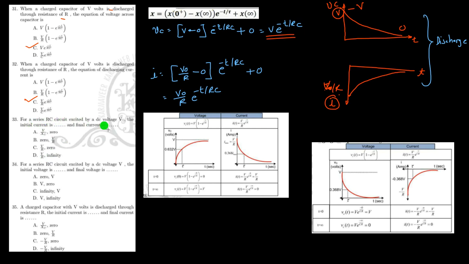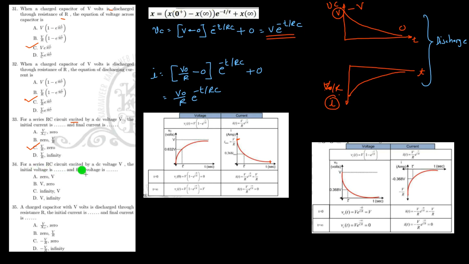For an RC circuit excited with a DC voltage of V volt, what is the initial current and what is the final current? Excited means during the charging process, so the initial current is equal to V by R and the final current is equal to 0. So the initial condition is V by R and the final current is equal to 0.